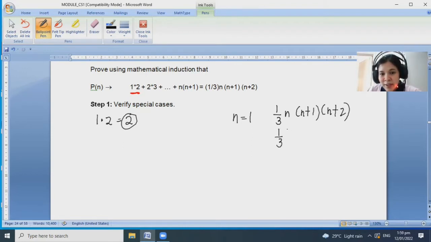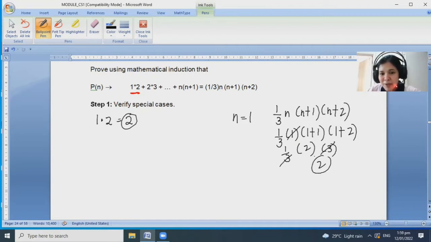So 1/3 times 1 times 1 plus 1 times 1 plus 2. Okay, so cancel this. Copy 1/3. So we have 1 plus 1 is 2, 1 plus 2 is 3. Cancellation method, cancel the 3. What remains? 2. So verified, correct? Correct.